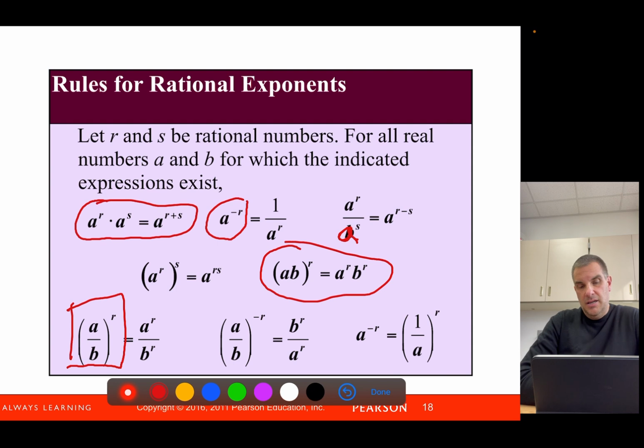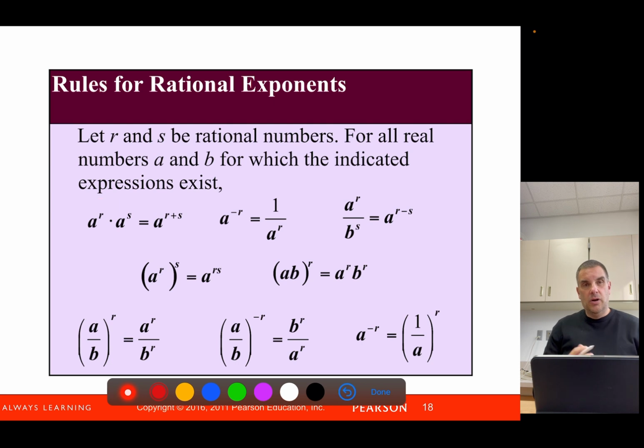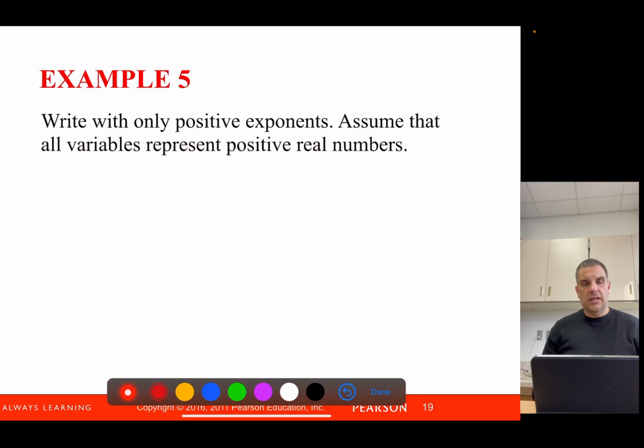If you take a divided by b to the negative r, that's just like flipping it. Because if you think about it, you would have a to the negative r over b to the negative r, but we don't like negative exponents, so you just switch them around from the numerator to the denominator to make it b to the r over a to the r. And then the last one is just another way to write it. a to the negative r is also equal to 1 over a to the r. It's a different way to write it, but they all mean the same thing. So those are the rules that you need to know and understand for the different rational exponents. So let's go ahead and look at some examples.